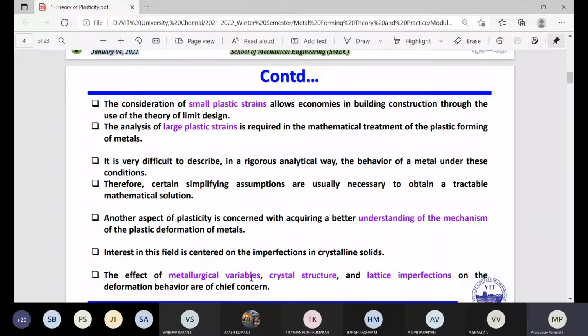Then the effect of metallurgical variables, for example the crystal structure and the lattice imperfection on the deformation behavior, is of chief concern, because whenever we go for deformation, you have to see the crystal imperfection or the crystal structure. You also have to understand the mechanism, the microstructure and the transformation, like phase transformation from one phase to another. That's why we talked in the previous class about recovery, recrystallization and grain growth. Okay, is it clear about plastic deformation? Again, the basic background.